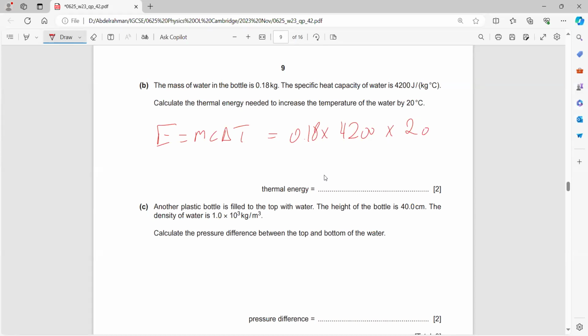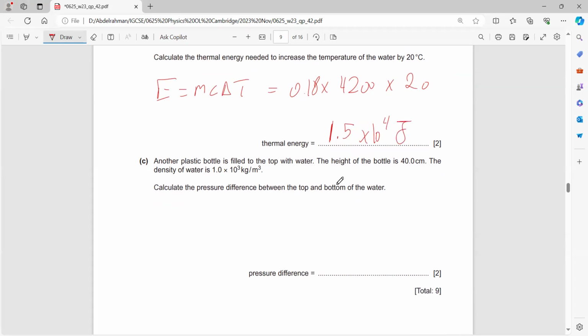Can someone calculate it? What's the energy needed? Nothing? 15,120. Okay, in standard form, 1.5 times 10 to the power of 4 joules.